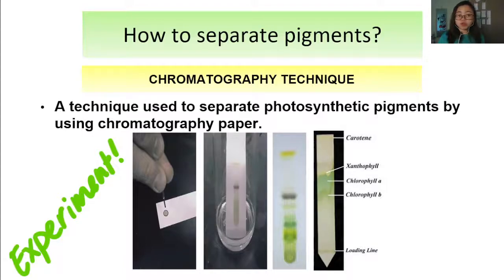If you are able to have access to the apparatus and the materials, feel free to do this on your own. Just this slide is here to let you know we can take our photosynthetic pigments out of the leaf and put it onto paper. That's all this slide is telling you.